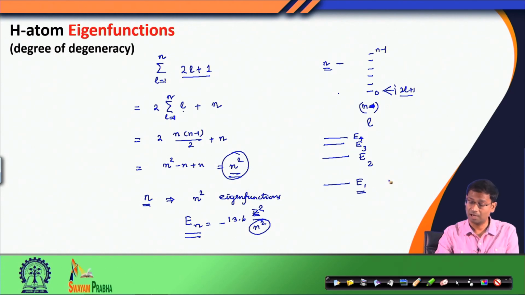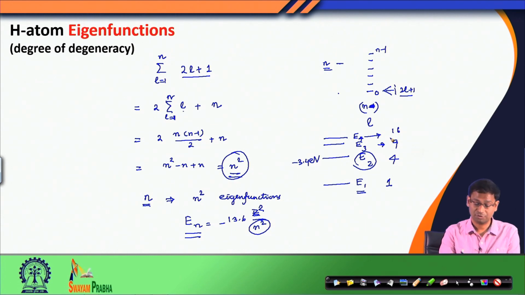So, for E1 I have n square is 1. So, there is one function which has energy of E1, which is minus 13.6 electron volt. For E2 I will have 4 different eigenfunctions which will have the energy of minus 3.4 electron volt, and for n equals 3 I should have 9 energy levels, n equals 4 I should have 16 energy levels, and so on and so forth. So, for a given value of n, I have one energy, and corresponding to that energy I have n square number of eigenfunctions for hydrogen atom.